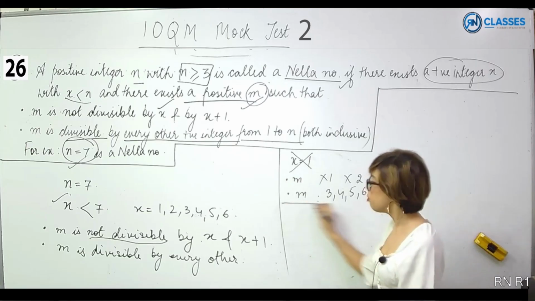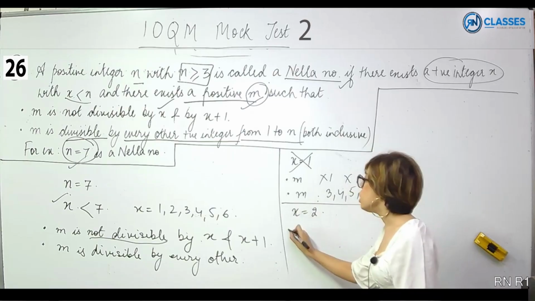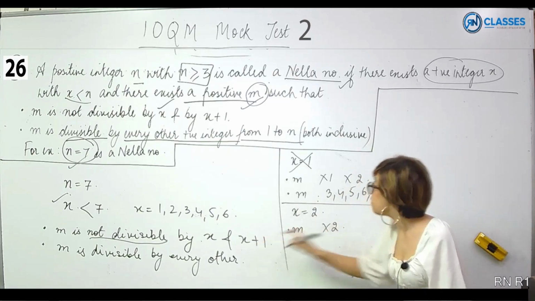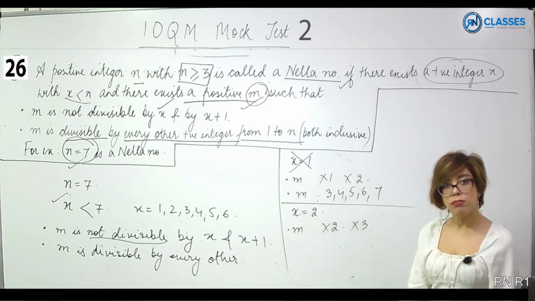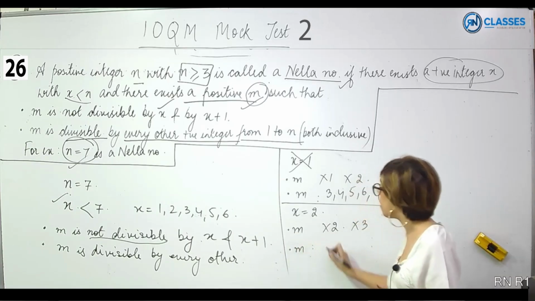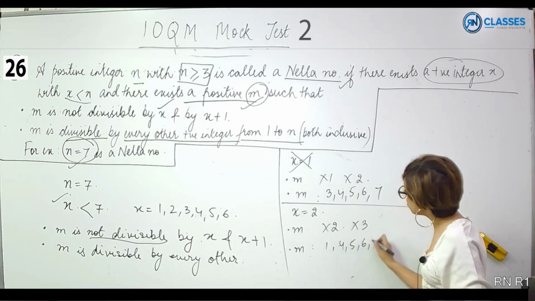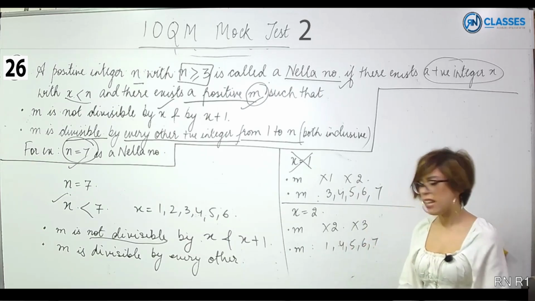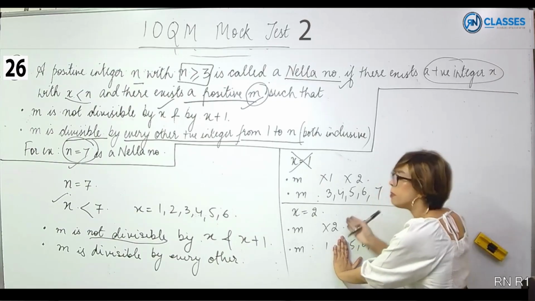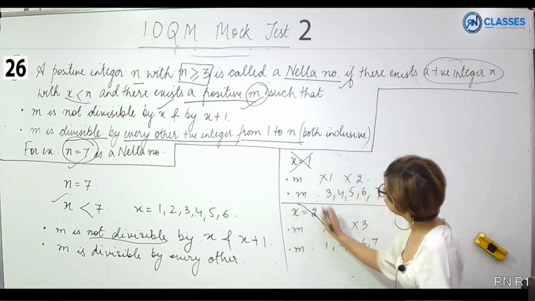Right? Let's move on. x equal to 2. Fine. That means I need to find m which is not divisible by 2 and not divisible by 3. Cool. But it should be divisible by every other. That means m should be divisible by 1, leave 2, leave 3, 4, 5, 6, 7. Now wait a second. m should be divisible by 4, right? Any number which is divisible by 4 will be divisible by 2. Contradiction. That means there is no m. That means x cannot be 2.